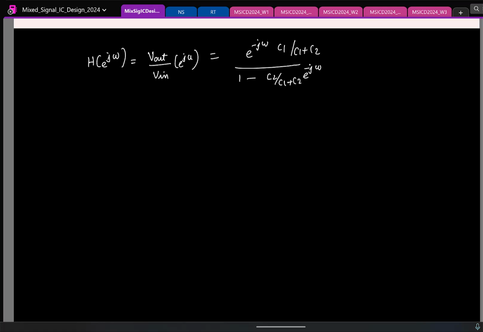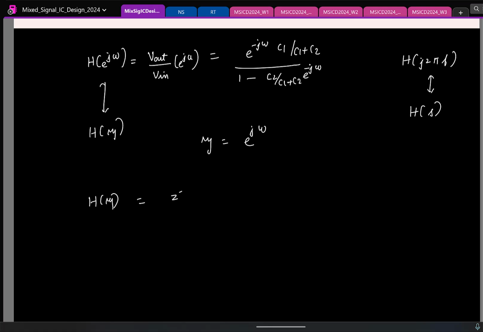Just like in continuous time we had the Fourier transform, and then to analyze stability and other things, you went to the Laplace transform. So in discrete time, what do you have? The Z transform. I'm sure you have learned or heard of it. If you don't know, it's fine. The only thing to notice is Z is e to the j omega. That's all. Okay. To find H of z, wherever e to the j omega is there, I'll replace it by z. So that basically gives me z inverse times C1 by C1 plus C2.